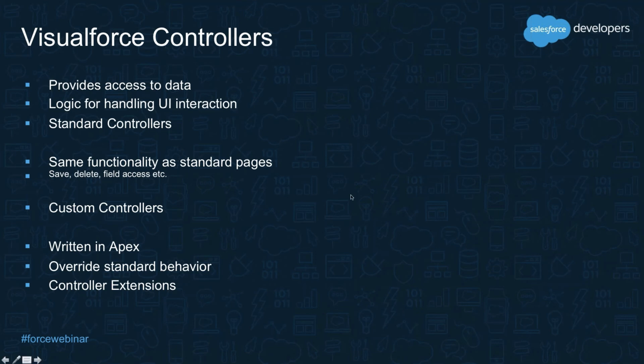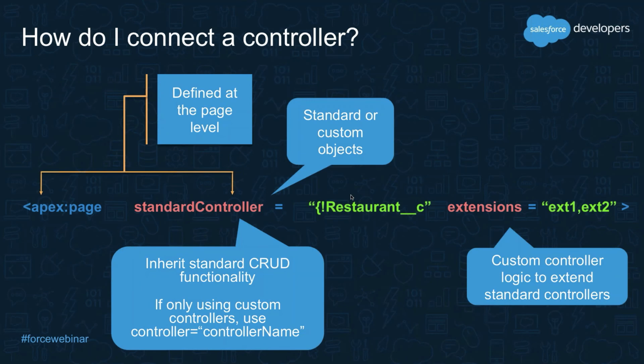Okay. We also have controller extensions, and that was what I was demoing before. You can combine either a standard controller or a custom controller with an extension to extend the behavior of the functionality. Here's how I connect the controller. In the Apex page tag, I need to use either the standardController or controller attribute and put in the name of an object or an Apex class. And then you can use the extensions attribute to specify multiple Apex classes to extend the functionality of your Visualforce page.